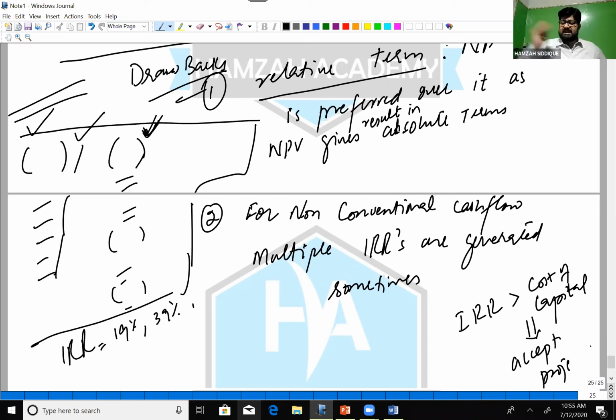Or vice versa. If it is less than that, it means that return is higher than cost, accept. If return is less than cost, we should not accept, because that is loss then.